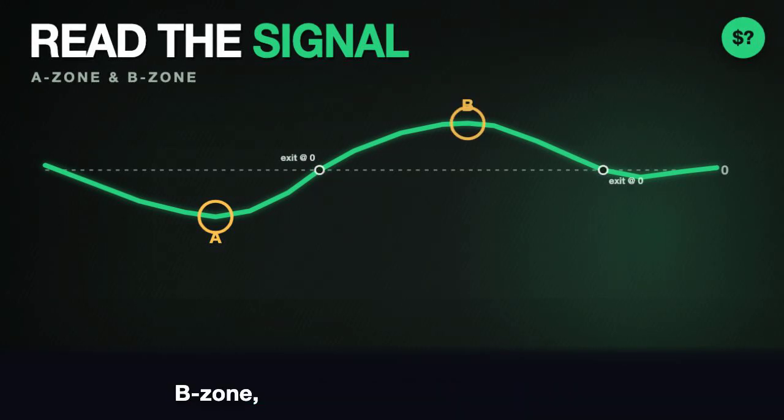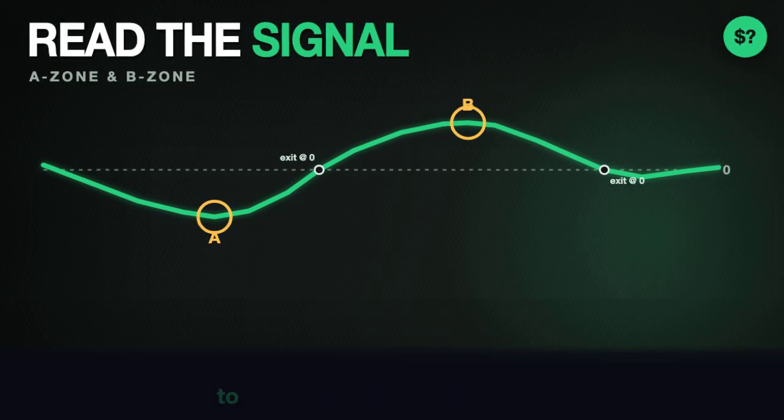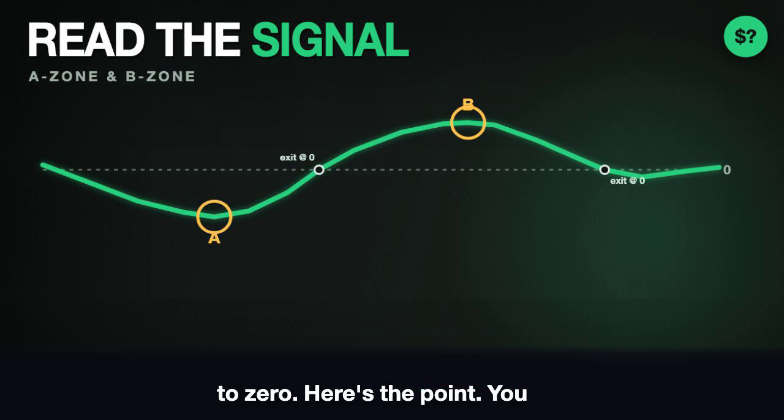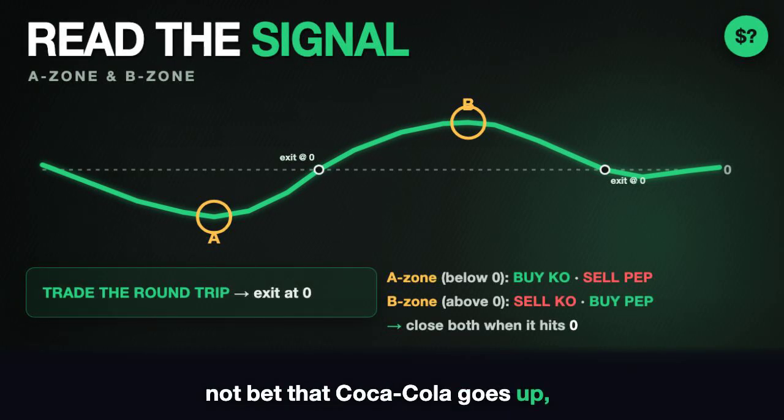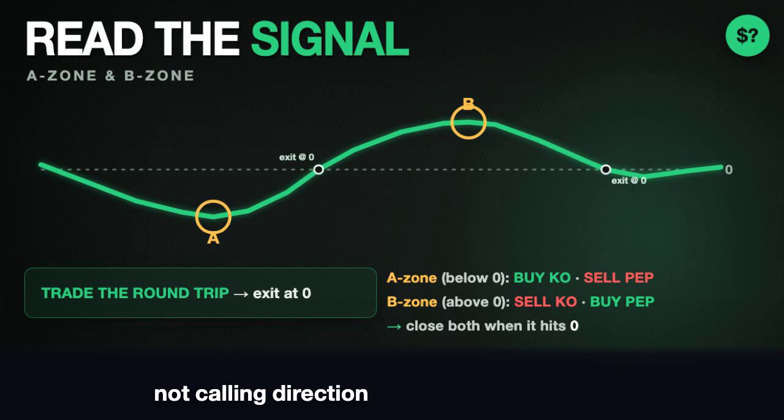And the B zone, where the spread has spiked far above 0, you just flip it. This time you sell Coca-Cola and buy Pepsi, and again, you close as it returns to 0. Here's the point. You did not bet that Coca-Cola goes up or that Pepsi goes down. You bet that the gap between them narrows again. You're not calling direction, you're harvesting the round trip of the gap.